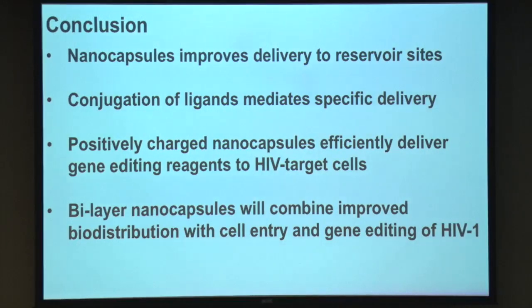So I come to my conclusion: nanocapsules can improve delivery into the central nervous system, and by conjugating target ligands, they can target the target cells. Also, if we modify the surface of a nanocapsule with a positive charge, they can get into the cells and remove the HIV proviral gene. And if we combine everything and make a bilayer nanocapsule, we hope we can achieve a certain level of gene editing towards an HIV cure.